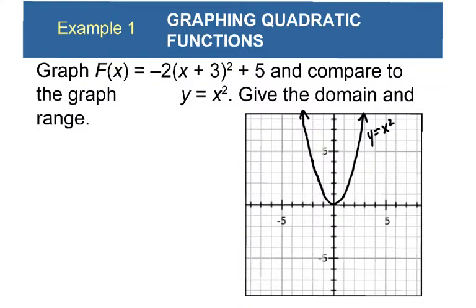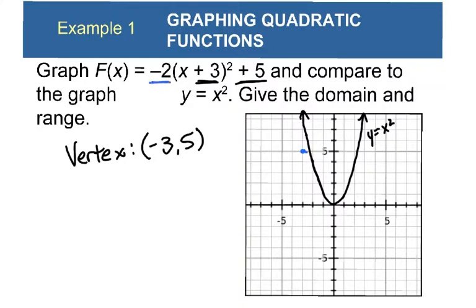Alright, for this first example, what we're going to be doing is graphing this function given here and comparing it back to the graph of y equals x squared, which is what I previously graphed right here. We're going to be using our graphing techniques that we learned in the last chapter, along with knowing that our vertex is going to be at our h, k value. So let's write that down. Vertex is at -3, 5. And I'm going to plot that point first. So -3, 5, right here.